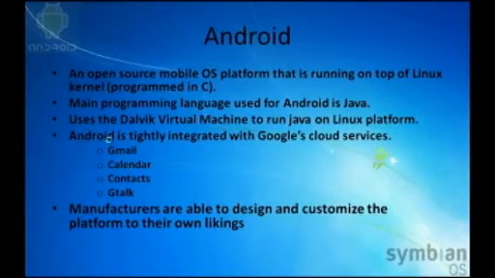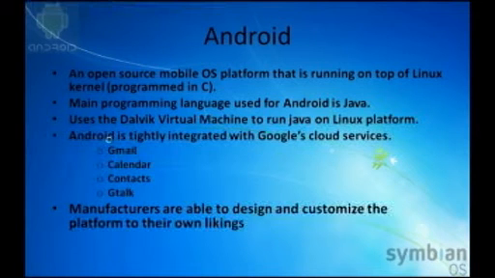Android is an open-source mobile operating system platform that runs on top of the Linux kernel. It uses a non-standard Java virtual machine called Dalvik, specialized to handle mobile device processes. The main programming language used for Android is Java, with many libraries from J2SE and third-party open-source projects, such as Apache Commons, SQLite, WebKit and so on. Android is tightly integrated with Google's cloud services, such as Gmail, Calendar, Contacts, Gtalk and so on. This positions Google at a very good edge to monetize mobile ad revenues.